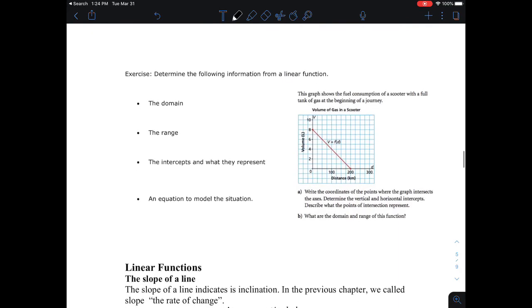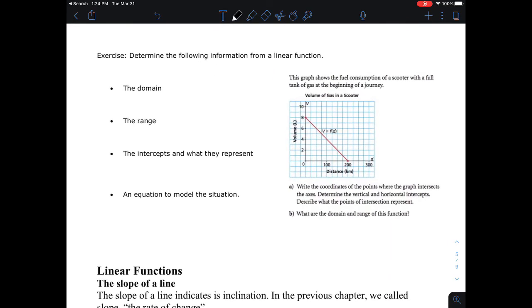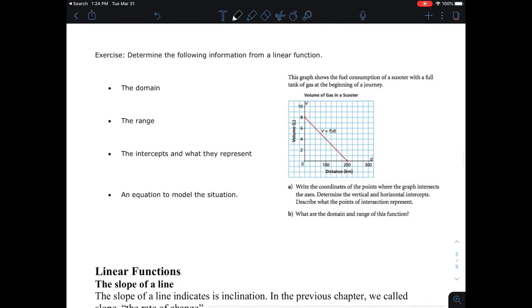Okay, so here's one for you to try on your own and see if you can use this graph and the information here to answer these questions. So this would be a good point to pause it and try that.